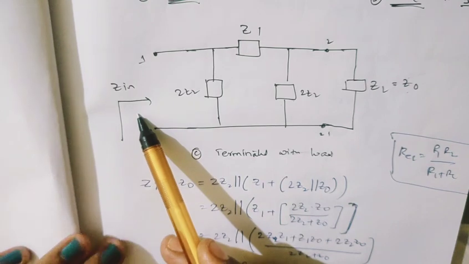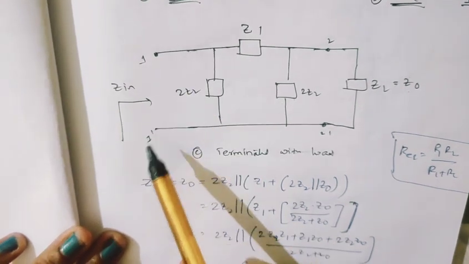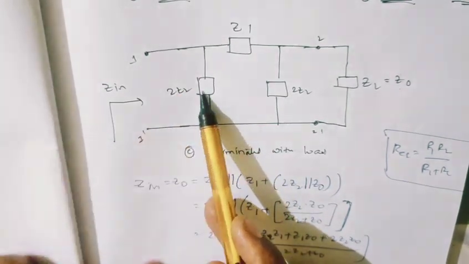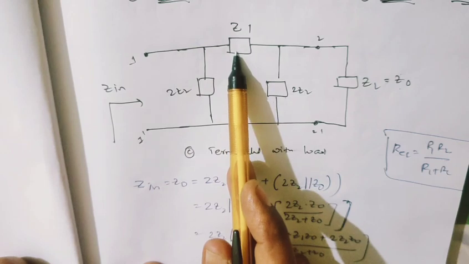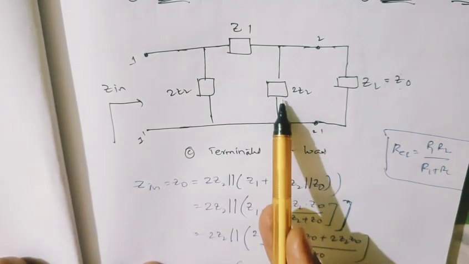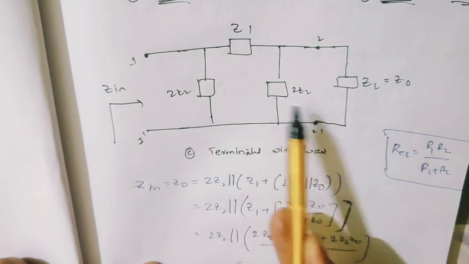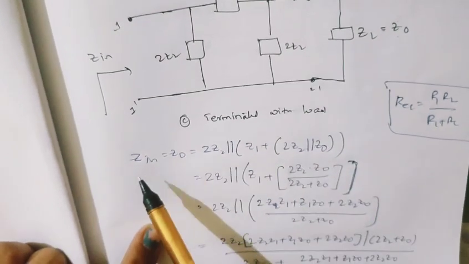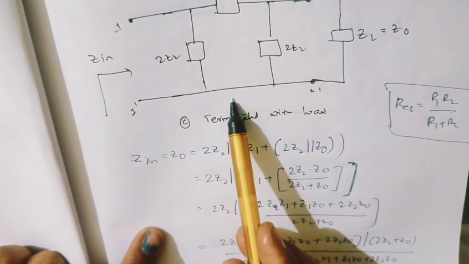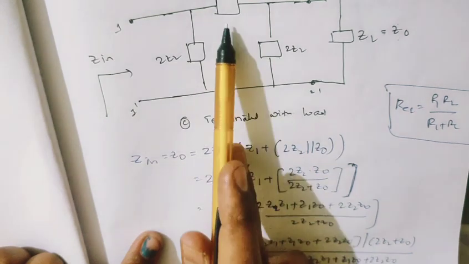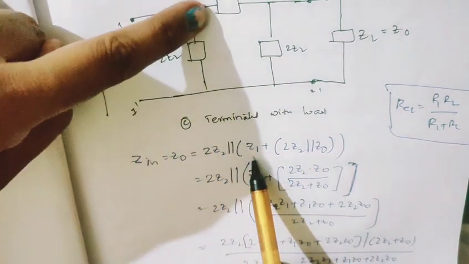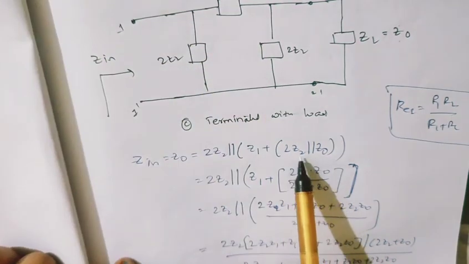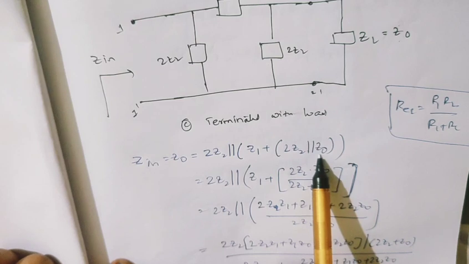Now we have to calculate the total input impedance presented across port 1-1 dash. That should be equal to 2Z2 in parallel with the Z1 value. Again this Z1 is in series with the 2Z2. Again this 2Z2 is in parallel with the load impedance, which should be equal to Z0. Therefore the total input impedance across this network is 2Z2 in parallel with the Z1 value, in series with the 2Z2 value, which is again in parallel with the Z0 value.